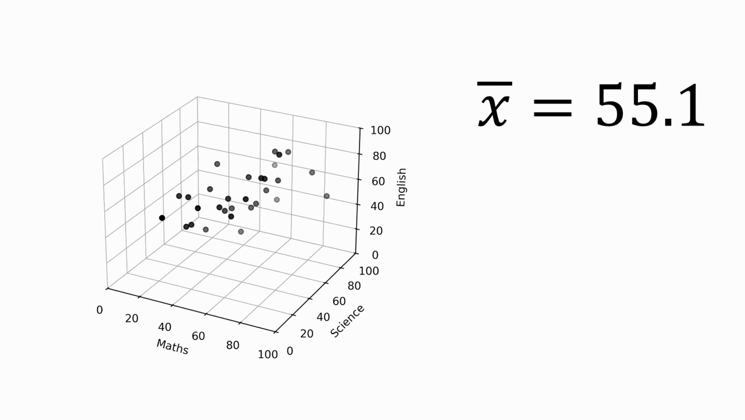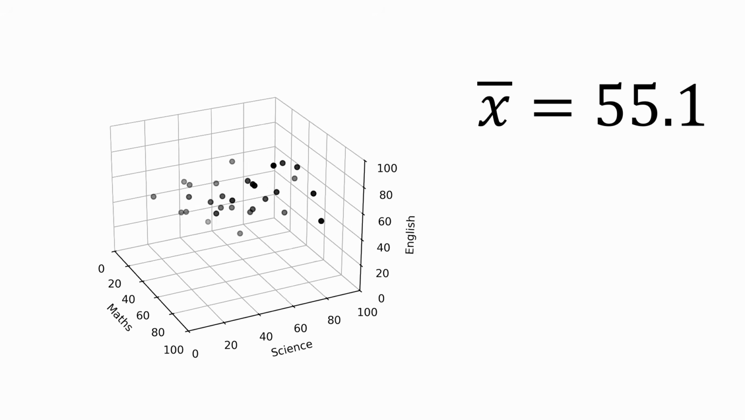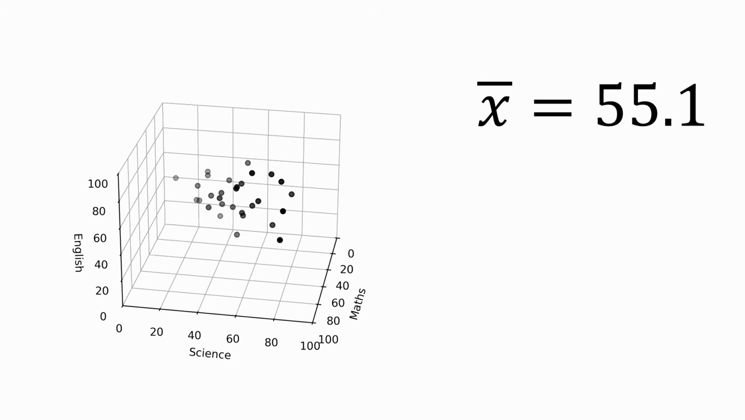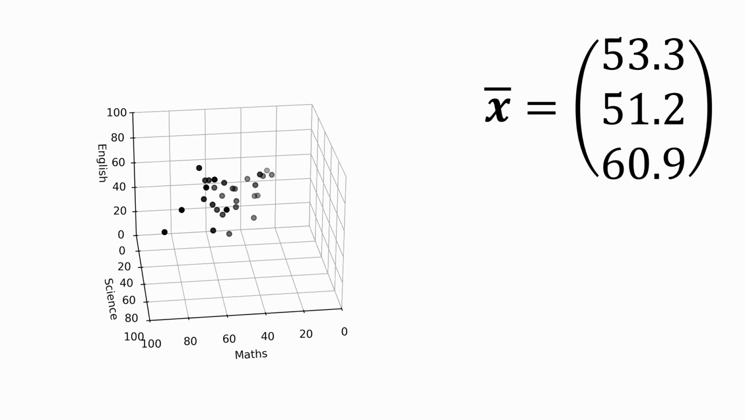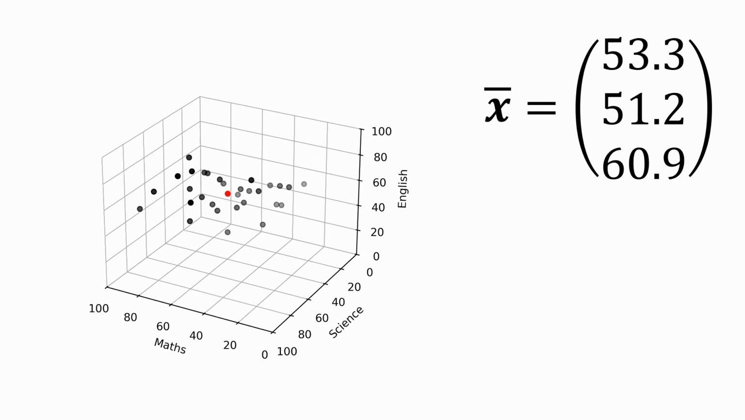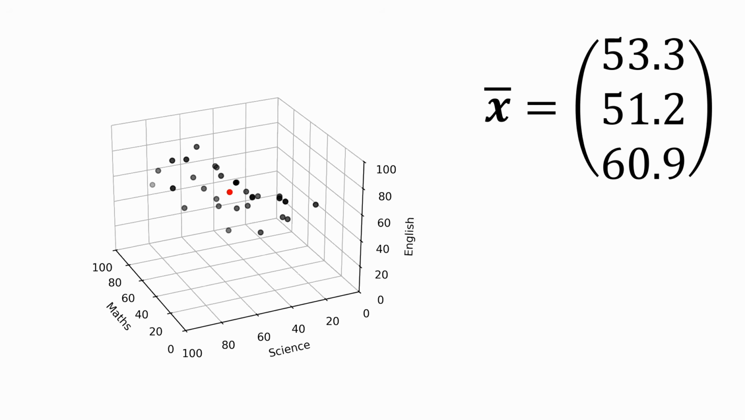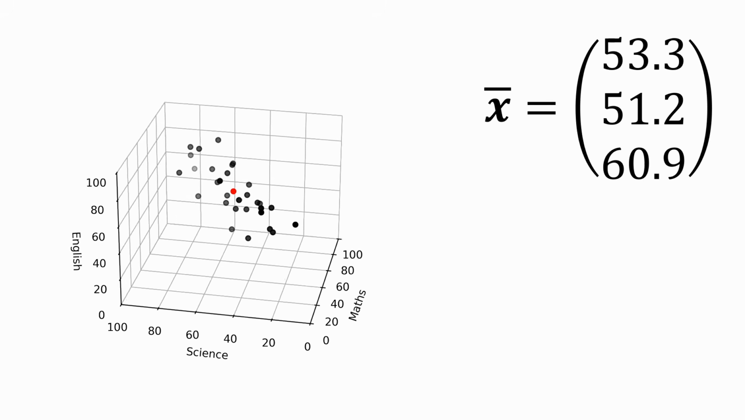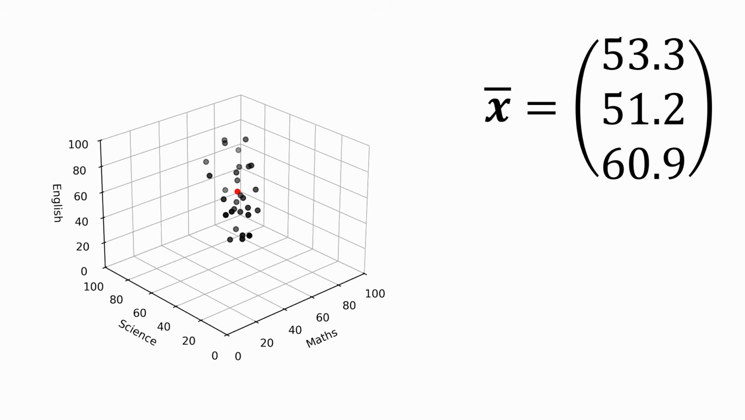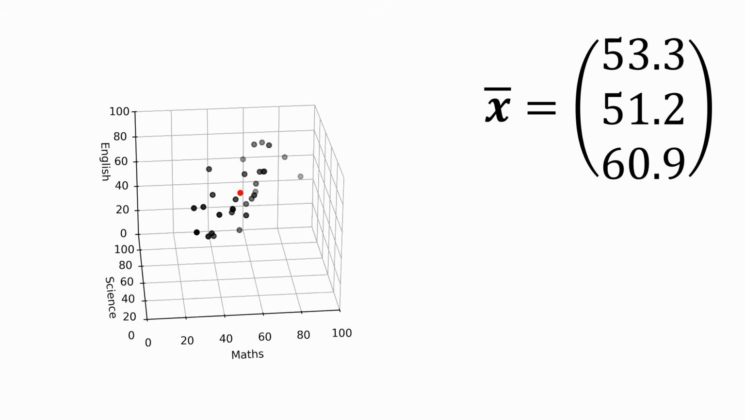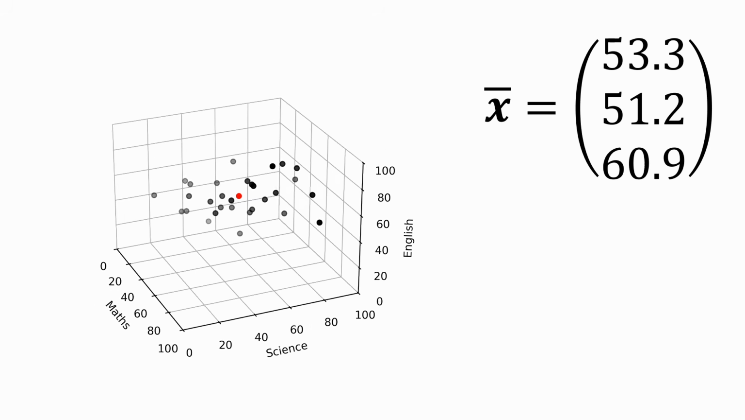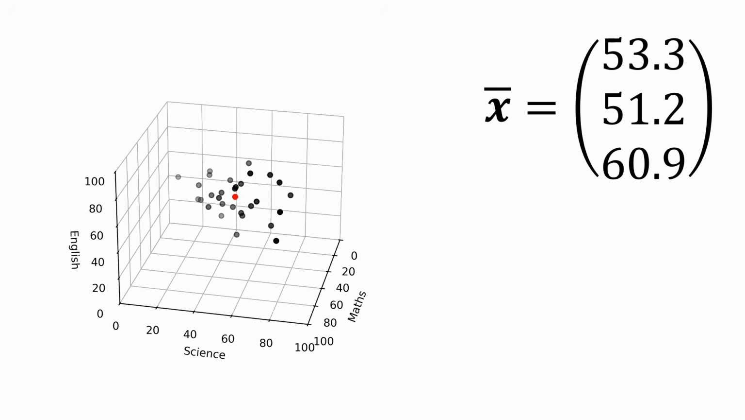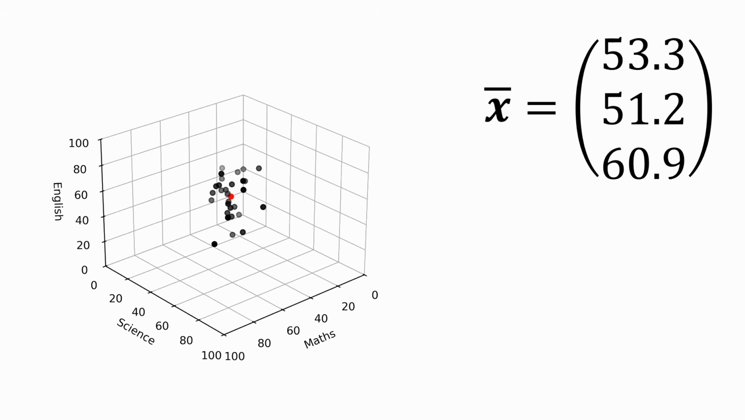A better approach would be to add the 30 vectors together and divide by 30, and this would give us an average vector, which I'll draw as a red point on the diagram. The components of this vector are just the average scores from each test, allowing us to compare them. We can see that the students overall did the best on the English test with an average of 60.9, and worst on the science test with an average of just 51.2.